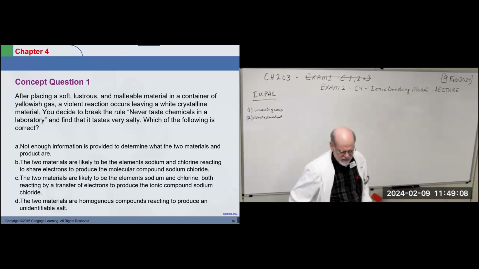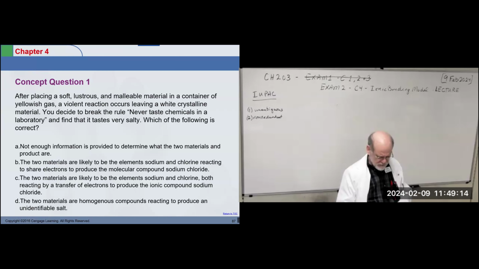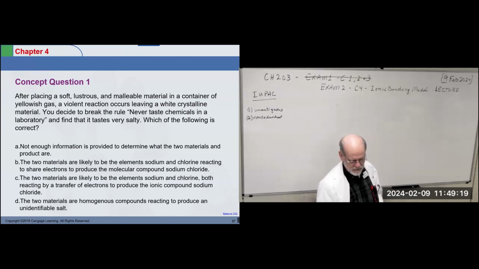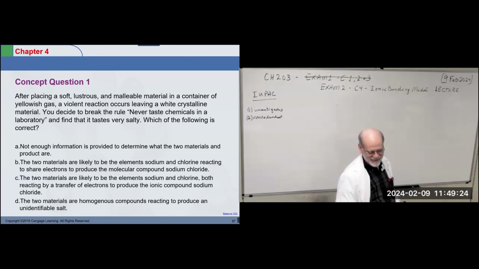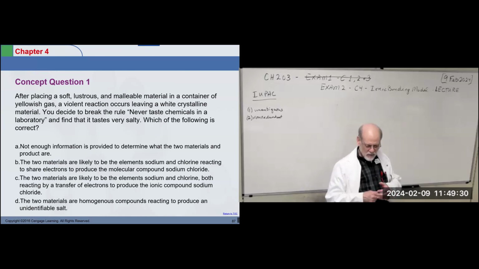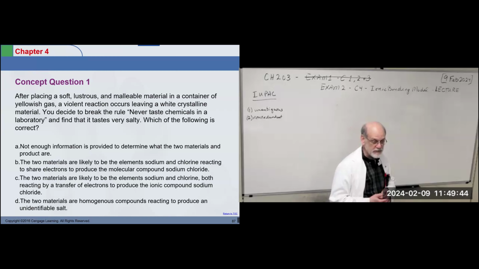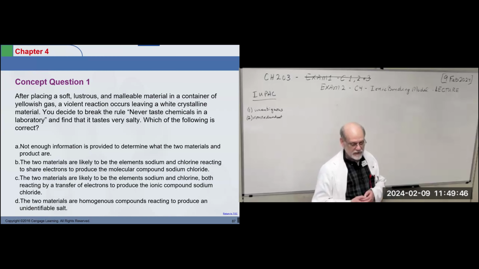Let's see. Do we want to tackle these concept questions? After placing a soft, lustrous, and malleable material in a container of yellowish gas, a violent reaction occurs, leaving white crystalline material. You decide to break the rule, never taste chemicals in a laboratory, and find that it tastes very salty. What you have there is a soft, lustrous, malleable material, that's a metal. And then a yellowish gas is a non-metal. So we've got a reaction that produces an ionic solid, and it tastes salty.